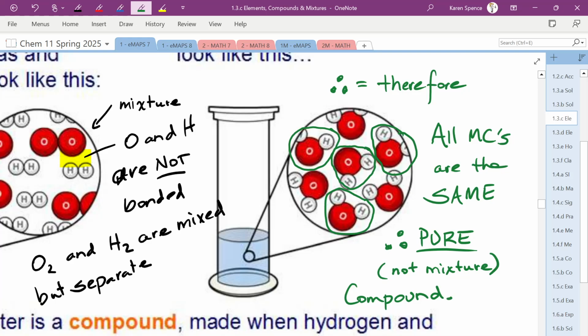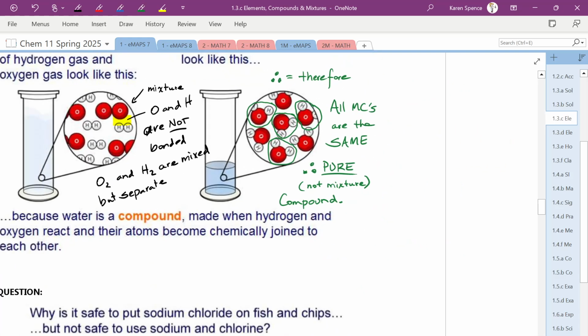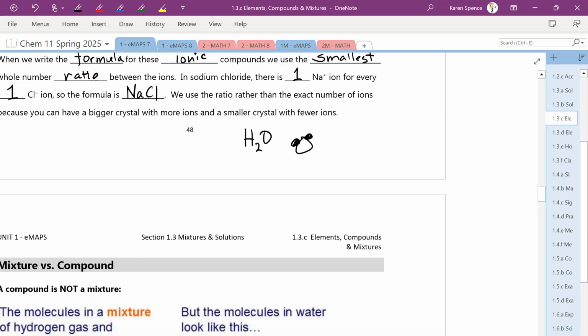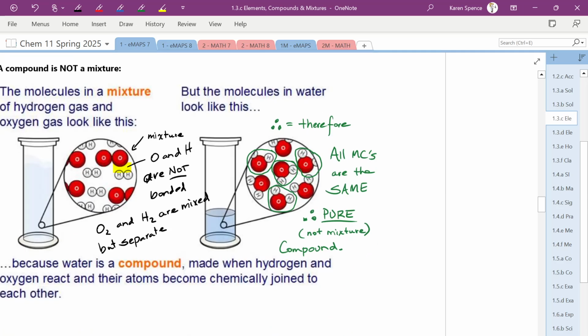Okay. And let's see where we're at. On page, what page is that on? That is on page 48.